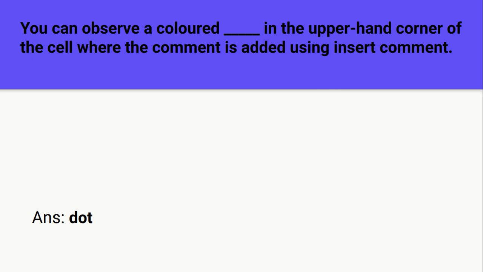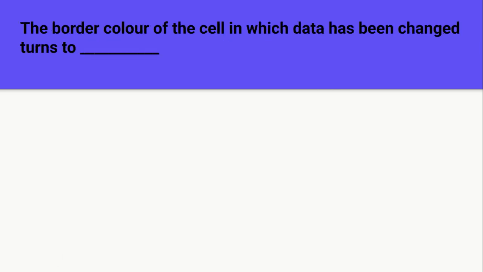The border color of the cell in which data has been changed turns to red. Suppose some data is changed, then the border color of the cell in which data has been changed turns to red.